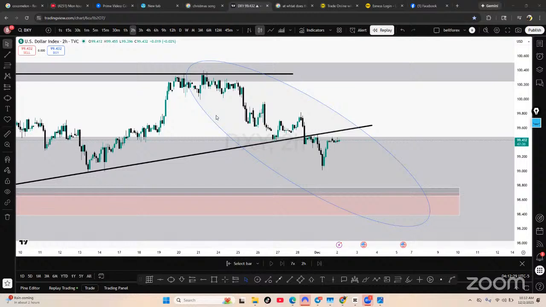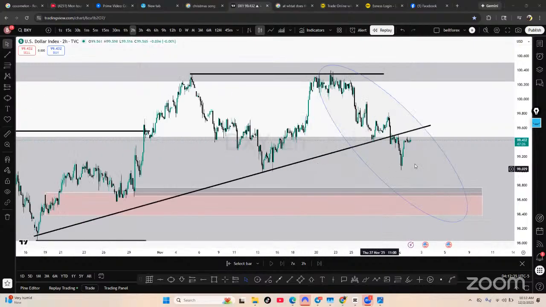I'm saying, are you okay with the fact that we are still bearish on the DXY? Even though we had this sharp push yesterday, are you still okay with the fact that we are bearish?